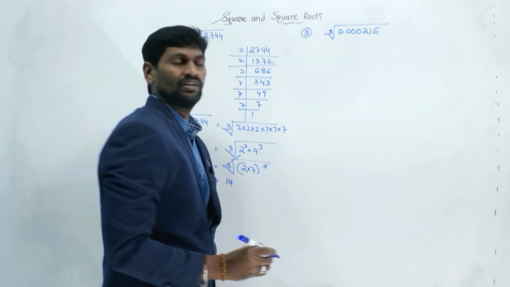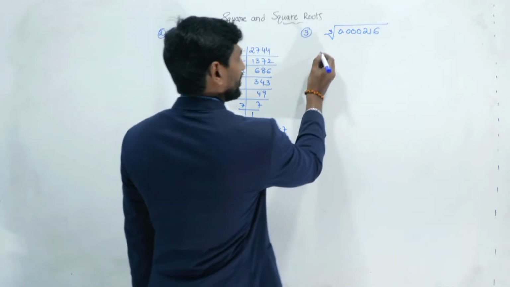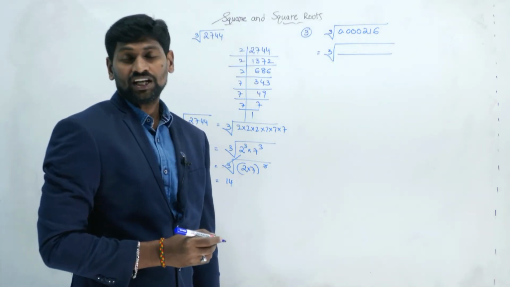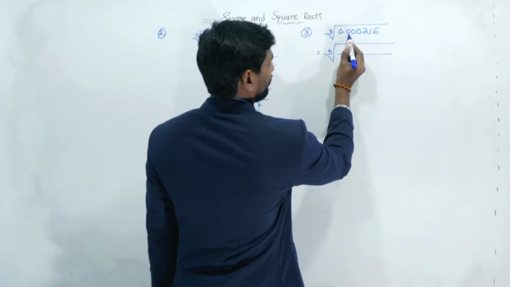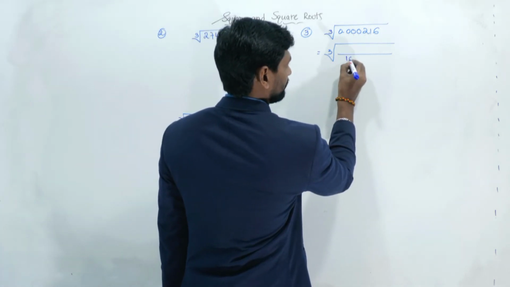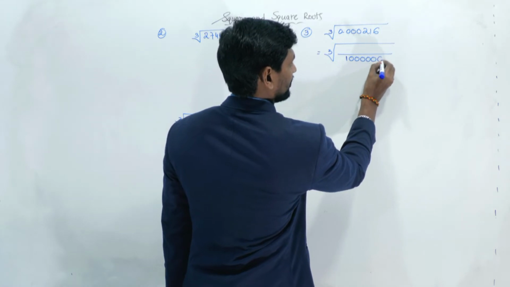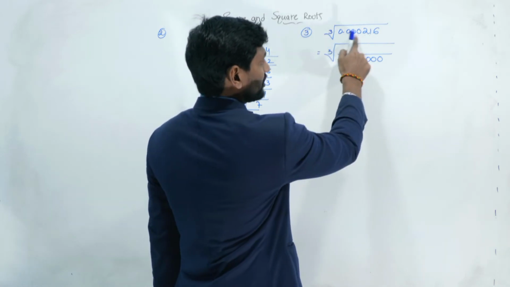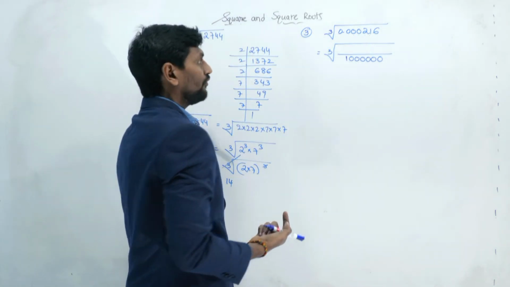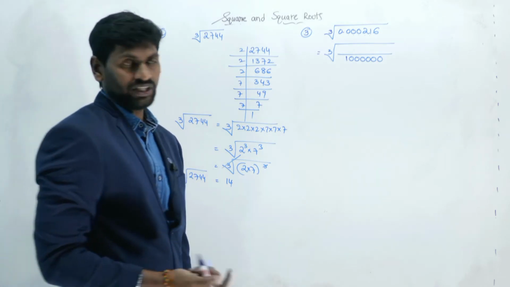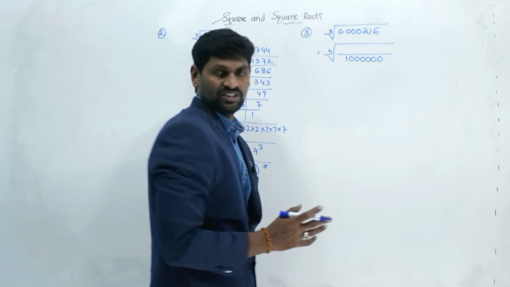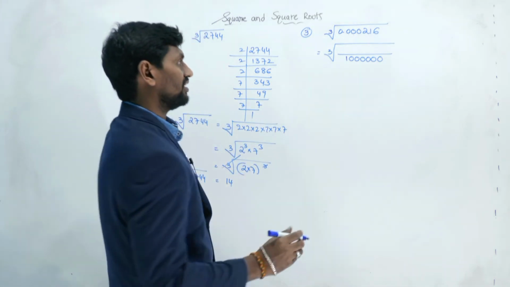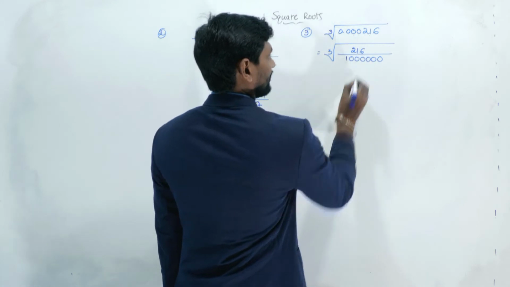0.000216. First convert the decimal number into fractional form. For the denominator, how many digits are there after the decimal point? 1, 2, 3, 4, 5, 6. 6 digits means we need to keep 6 zeros in the denominator. And remove the decimal point. The 4 zeros before 216 are never taken as a value here. If we keep zeros after the number, there is a value for that. If you keep the zeros before the number, there is no value for that. So it is only 216.